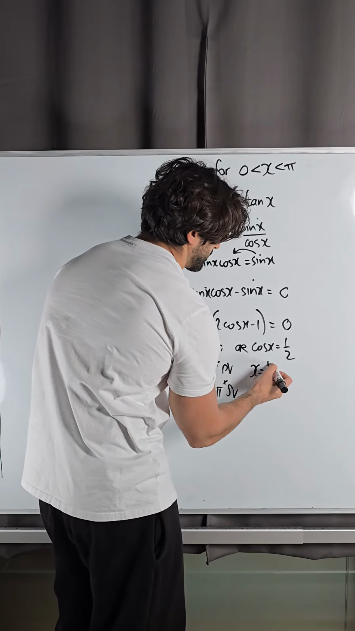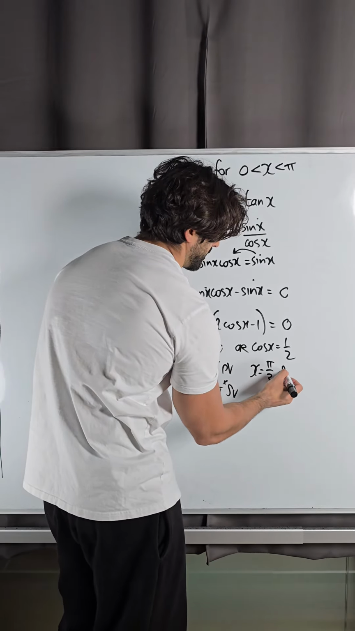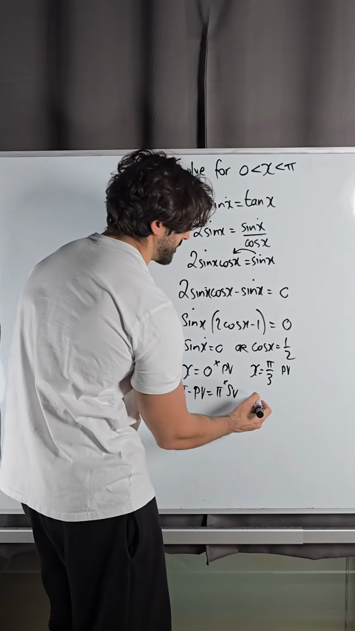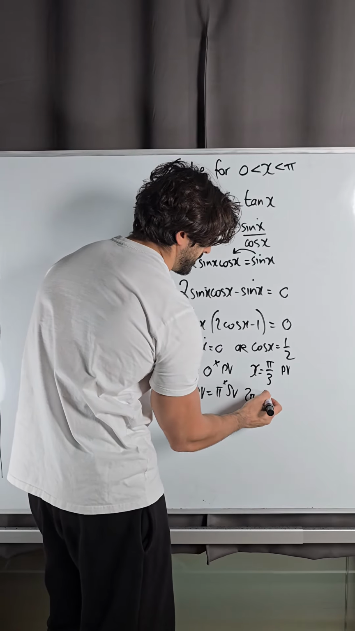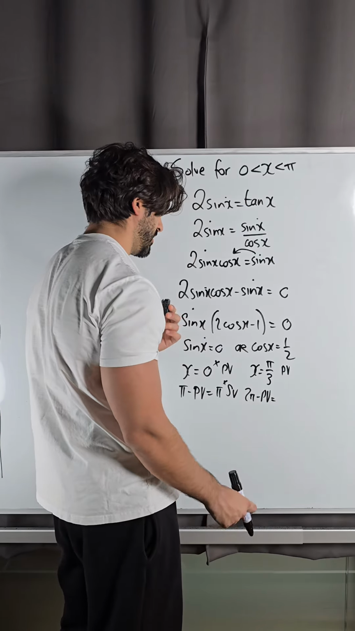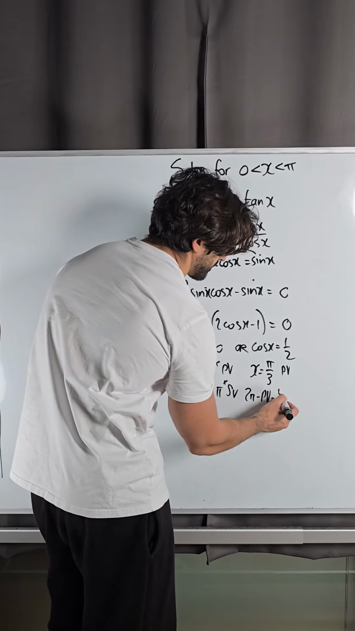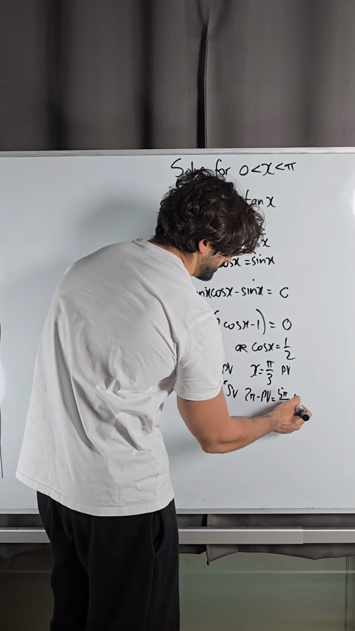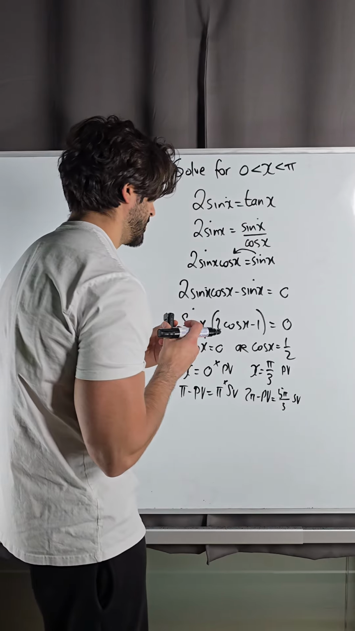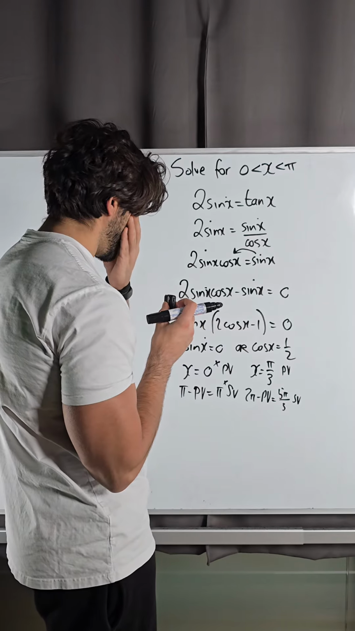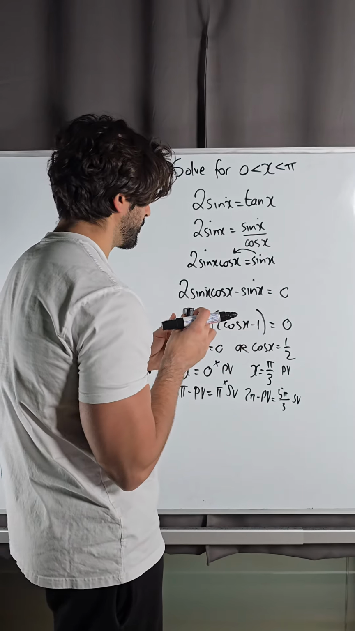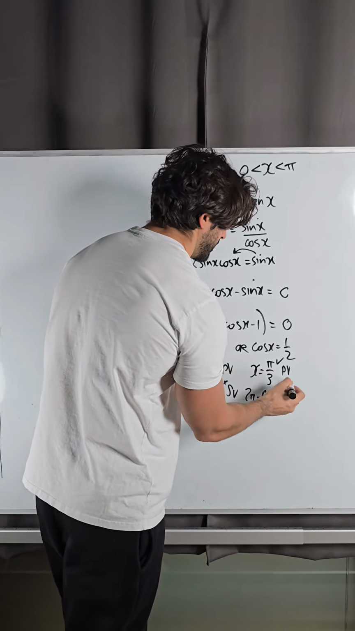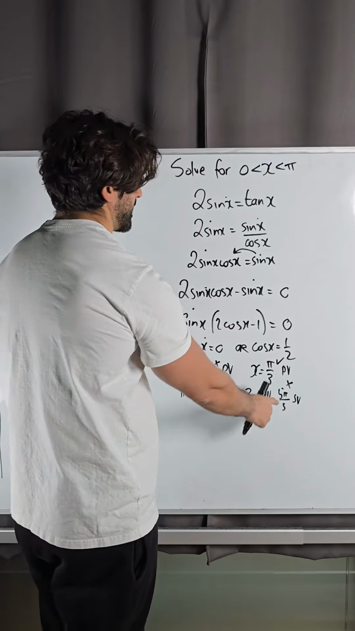Inverse cos of a half is pi over 3. That's my PV. For cosine, to work out the SV, you do 2 pi minus the PV, which is 5 pi over 3. 2 minus a third is 5 thirds. Now, pi over 3 is in the range, but 5 pi over 3 is not. That is clearly bigger than pi.